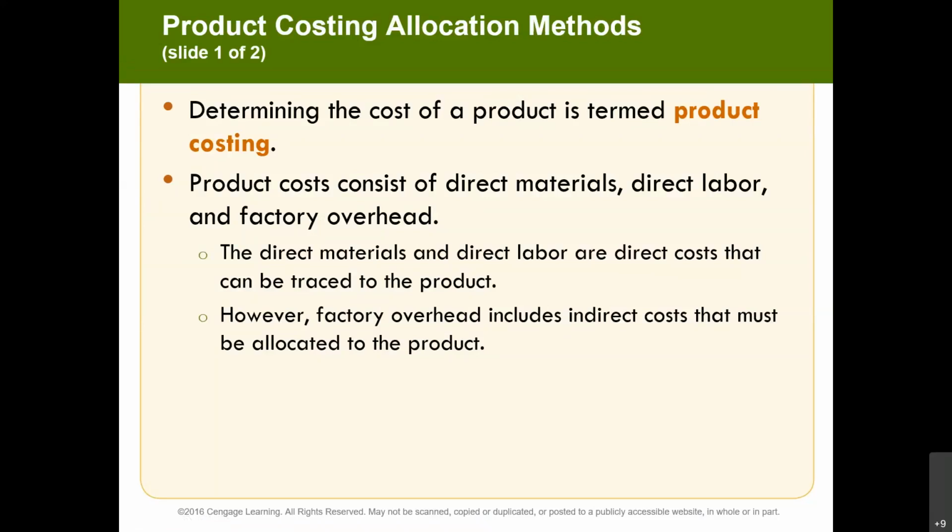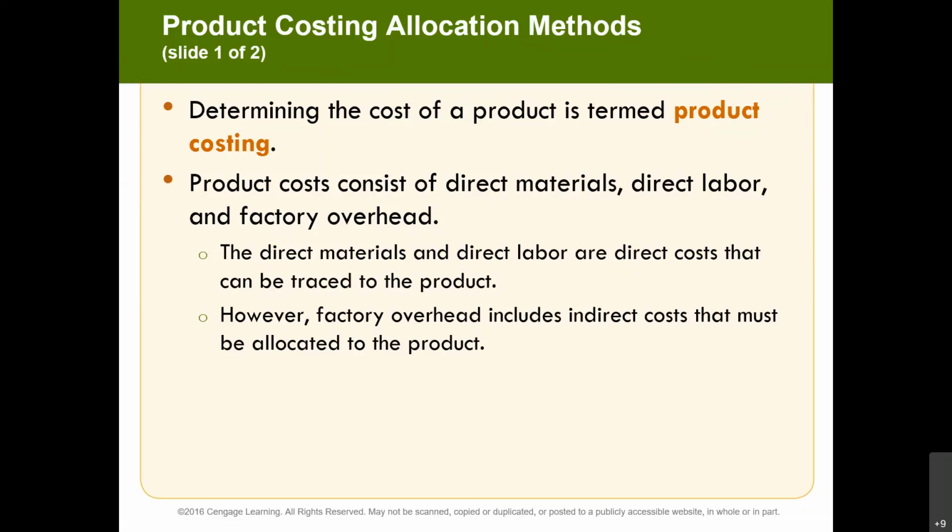But first, let's talk about product costing with respect to allocation methods. Now, as you would expect, product costing is where we determine the cost of a product. Right? And so as you already know, the things that we've been talking about all semester long, product cost consists of direct materials, direct labor, and factory overhead.